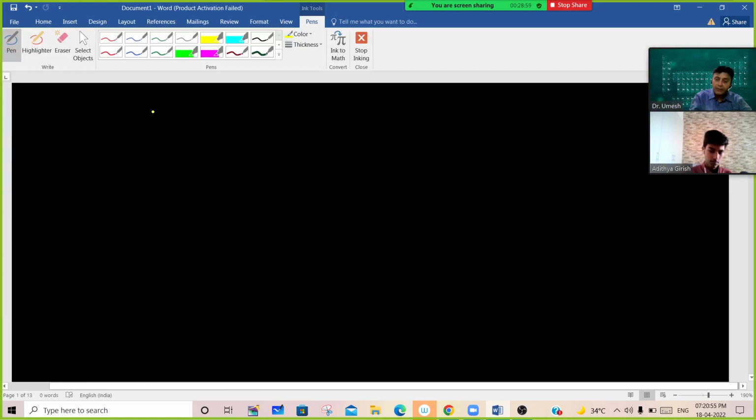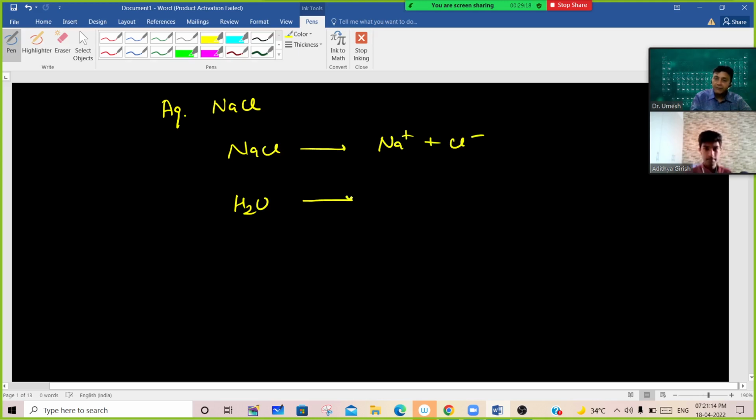I'm going for electrolysis of aqueous sodium chloride. When I say aqueous, that stands for when dissolved in water. It means this NaCl has been dissolved in water. It forms Na positive, Cl negative, H positive and OH negative, right?